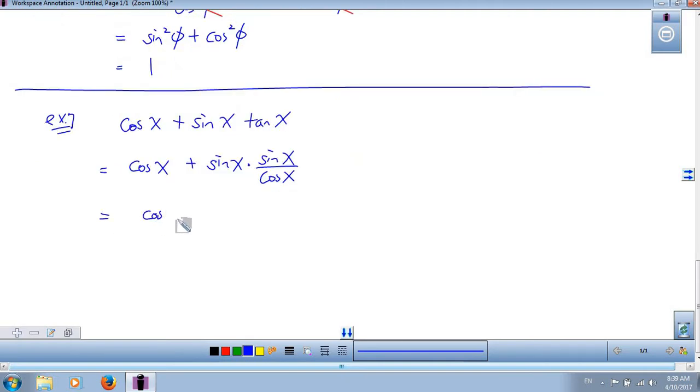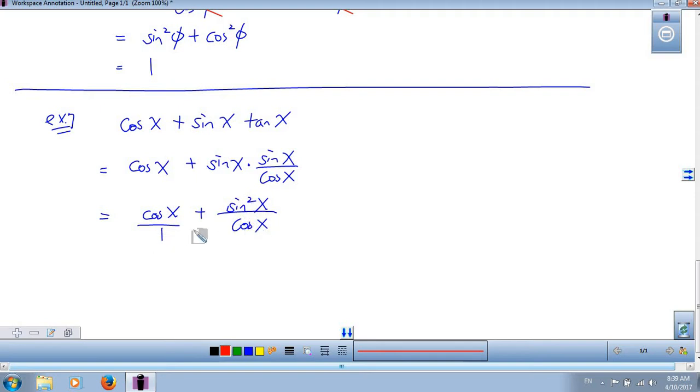So we have cosine x on the first term, but sine times sine becomes sine square x over cosine x. Now we have a fraction, because in order for us to add them, we have to add them in terms of fractions. And in order for us to add the two fractions, we have to have the same denominator. So the first fraction is cosine x over 1. The second fraction is sine square x over cosine x.